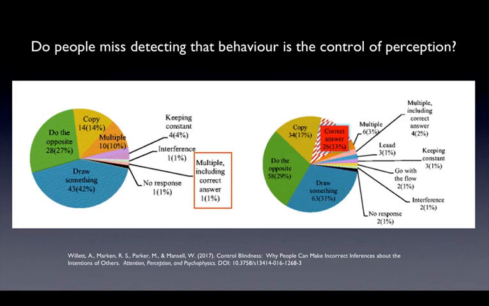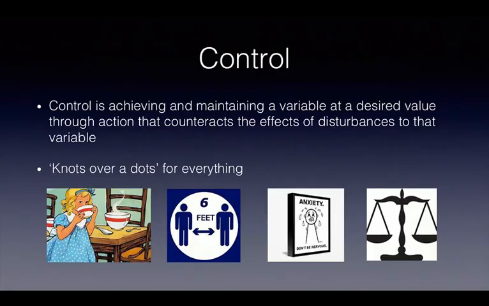Okay, so this is the idea of what control is according to PCT. Control is achieving and maintaining a variable at a desired value through actions and changes in action that counteract the effect of disturbances to that variable. So in that video, the disturbance was the person on the right pulling at the elastic band. And the idea of PCT is that we have these knots over dots for everything. Goldilocks had a just right temperature of her porridge. When we're social distancing, we have a distance that we're trying to maintain.